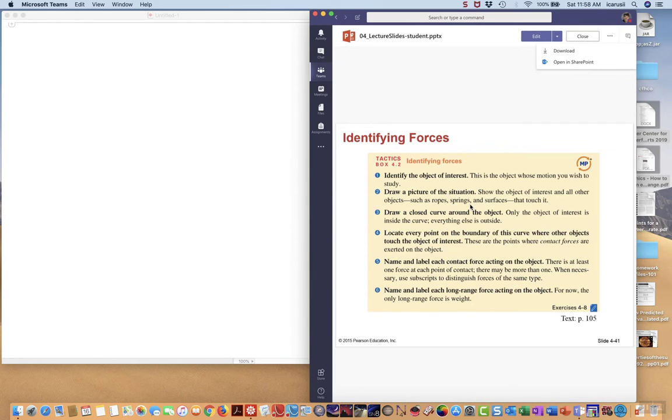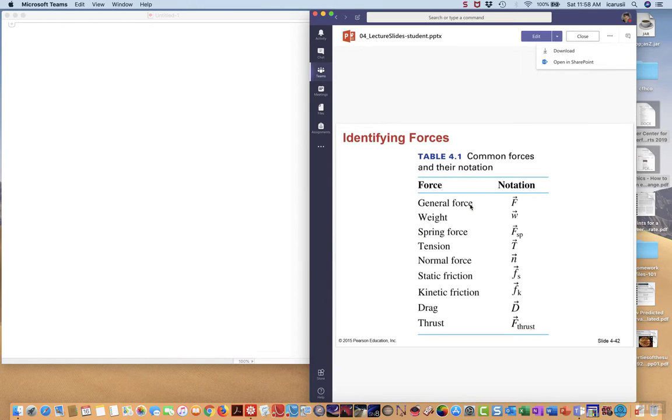So let's go ahead and take a look at the symbols that you should use. And again, one thing about physics is it's all about communication. If you start using random symbols, it actually makes the physics harder to understand. So I'm going to go ahead and stress that you should use these symbols in table 4.1 as your general symbols. So the weight is going to be a little w. The tension is going to be T. The normal force is little n. Static and kinetic friction, F sub s and F sub k respectively. Drag and thrust. Okay, enough of that.